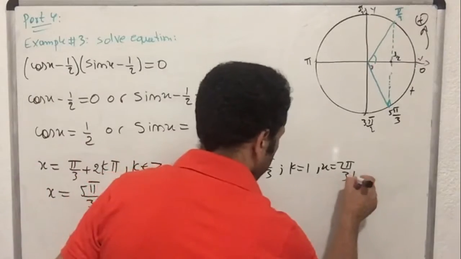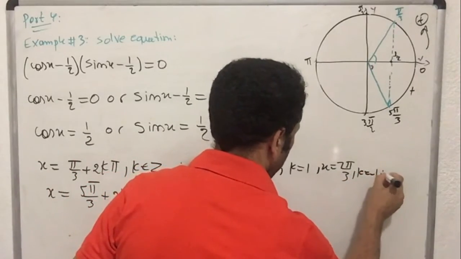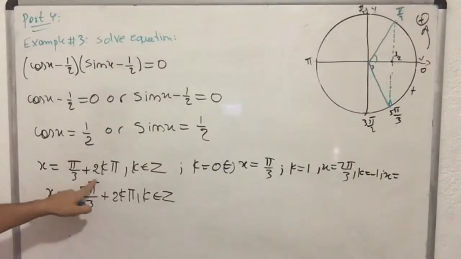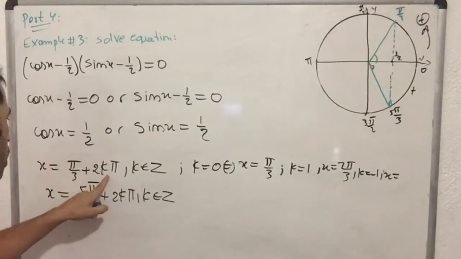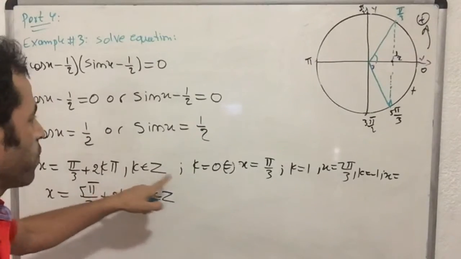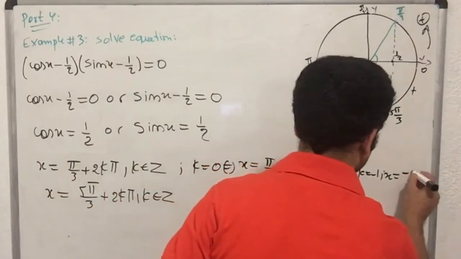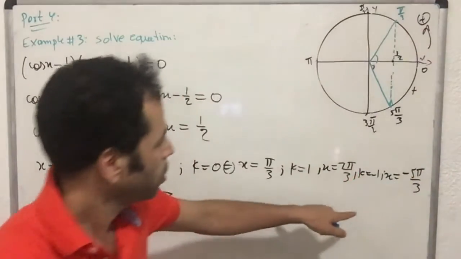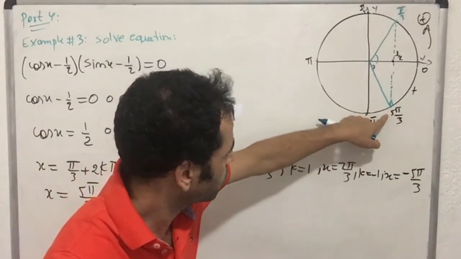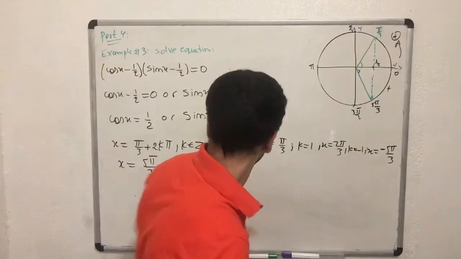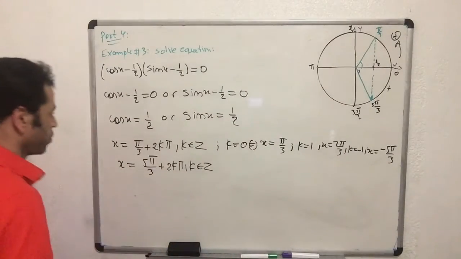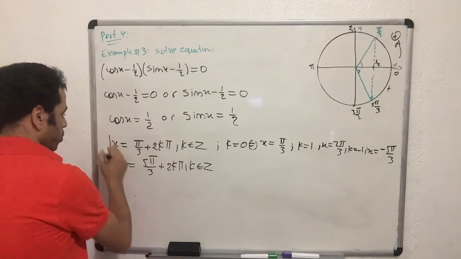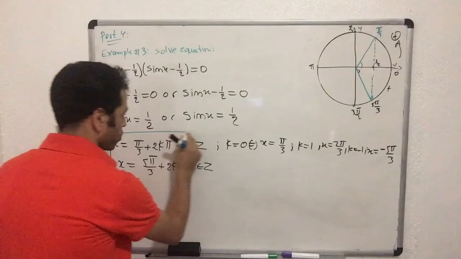If you take k equal to minus 1, that means pi over 3 minus 2 pi, you will have minus 5 pi over 3. That means you are coming to this point. So this solution is valid. Now, I have this solution for this one.